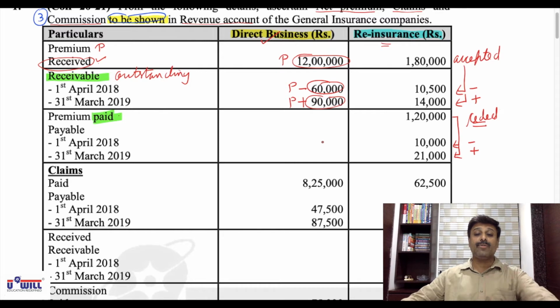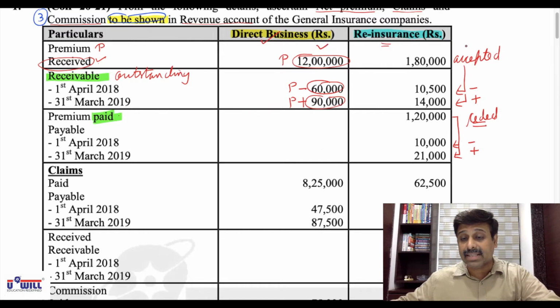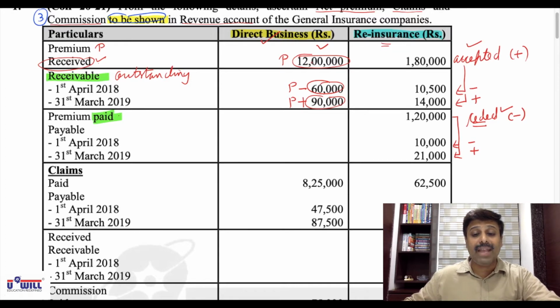So three parts of insurance premiums are there. One is direct business, another is accepted, and third is ceded. Accepted is to be added overall, ceded is to be subtracted overall. But how will you find the direct insurance premium? 12 lakh minus 60,000 plus 90,000.